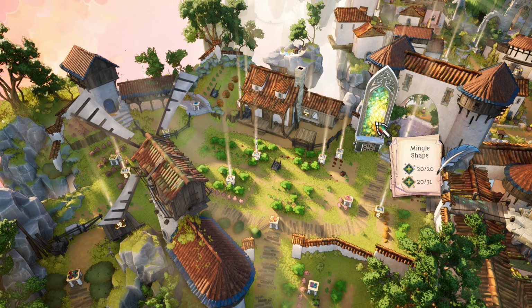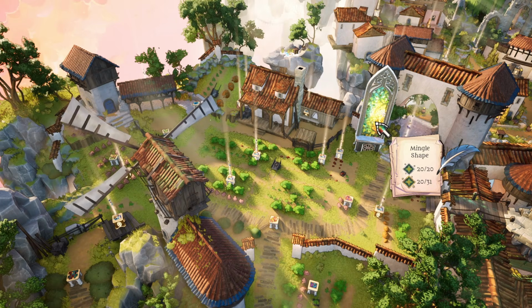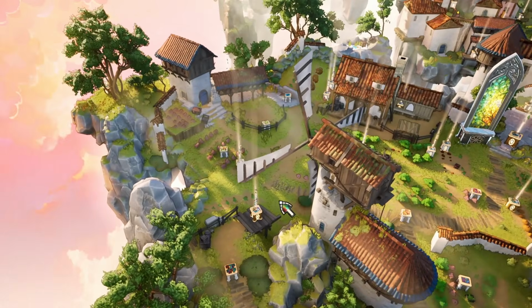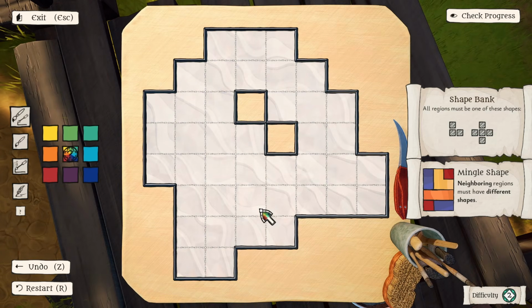We have gilded this one, but we have 11, probably 14 to go in the mingle shape section. Shape bank on this one. Only crosses and L's. This right here cannot be part of a cross.